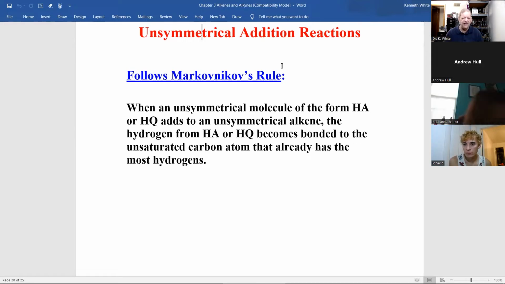Now, listen carefully. What you see on the screen, don't write down. But the rule states when an unsymmetrical molecule, of the form HA or HQ, adds to an unsymmetrical alkene, double bond, the hydrogen from HA or HQ becomes bonded to the unsaturated carbon atom that has the most hydrogens. And you hear that and you go, what? Like on the cartoons. Well, let me show you Markovnikov's rule and how to handle it. Let's see, I'll show you.